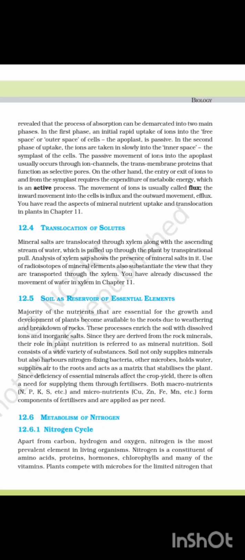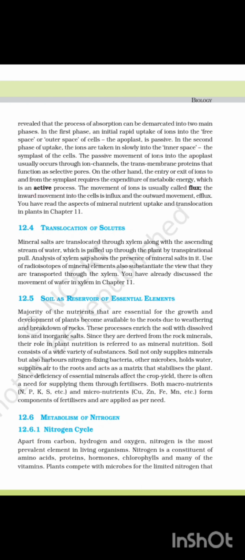These studies reveal that the process of absorption can be demarcated into two main phases. In the first phase, there is an initial rapid uptake of ions into the free space or outer space of cells, the apoplast. This is passive. In the second phase of uptake, the ions are taken slowly into the inner space, the symplast. The passive movement of ions into the apoplast usually occurs through ion channels, the transmembrane proteins that function as selective pores. On the other hand, the entry or exit of ions to and from the symplast requires the expenditure of metabolic energy, which is an active process.